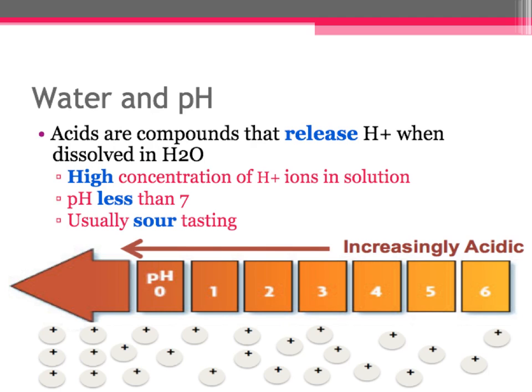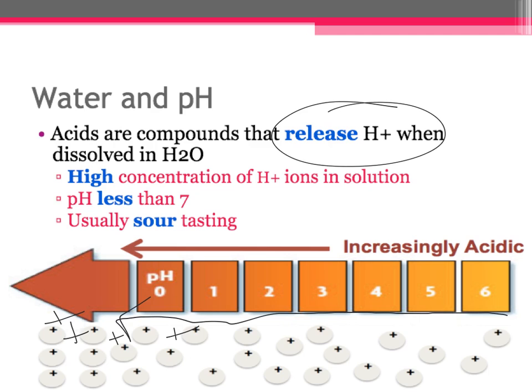So as you go from slightly acidic to very, very acidic, you have more and more of those hydrogen ions in concentration. And usually these things are going to be very sour tasting, like orange juice, anything acidic. Pop, Coke are going to be acidic, so they are releasing H+ when dissolved in water.